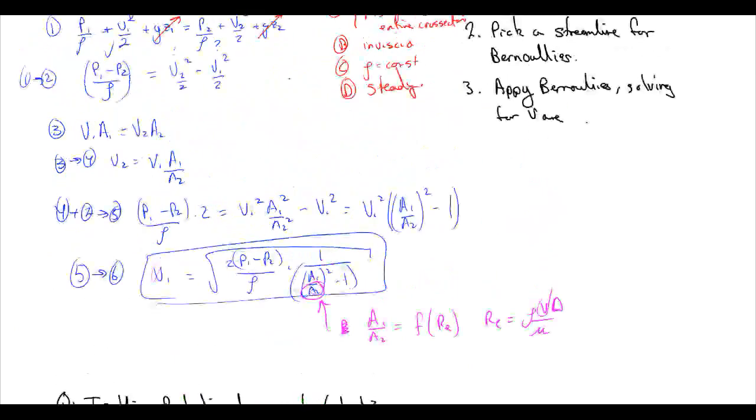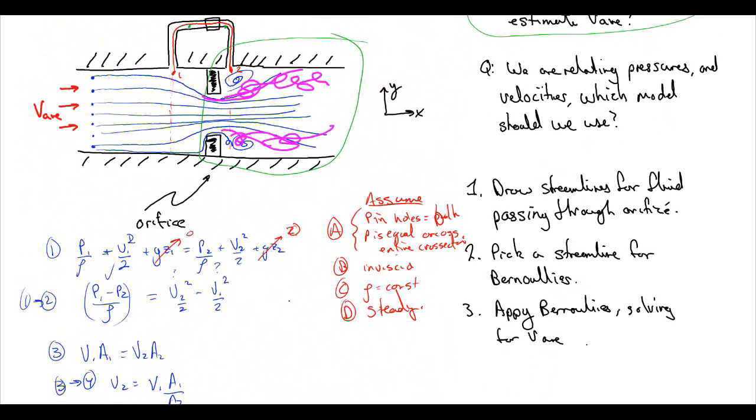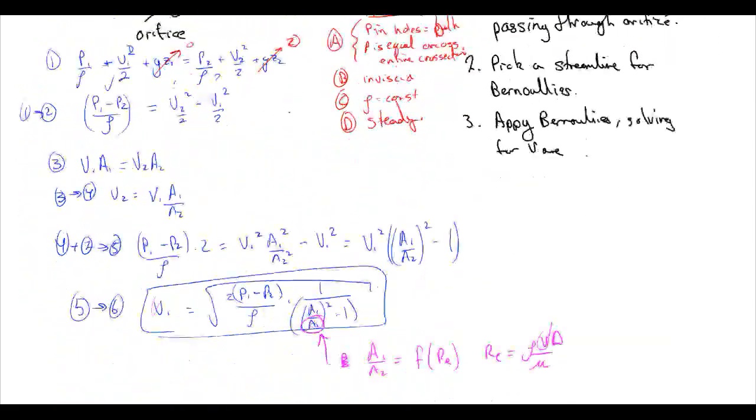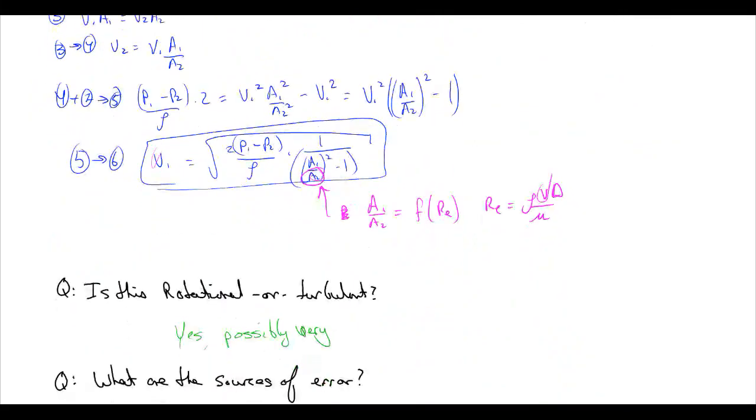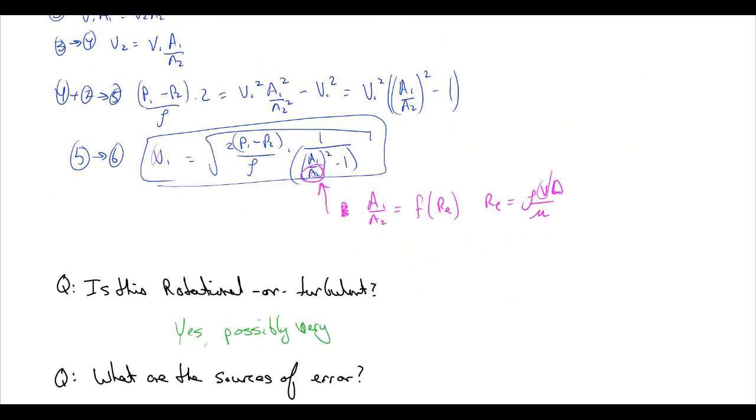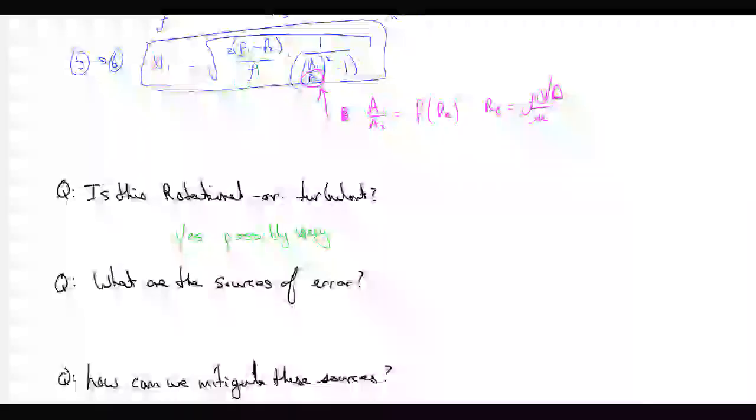And what would be the sources of error here? Well, sources of error are not knowing A1 over A2, right? If you don't know it for the particular geometry, or you have an error in your geometry, that will cause errors in your equation. You also might not know the density of the fluid very well. If you don't know the density of the fluid very well, that directly affects your results.